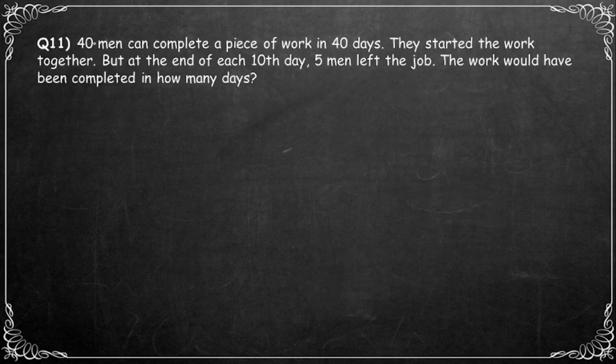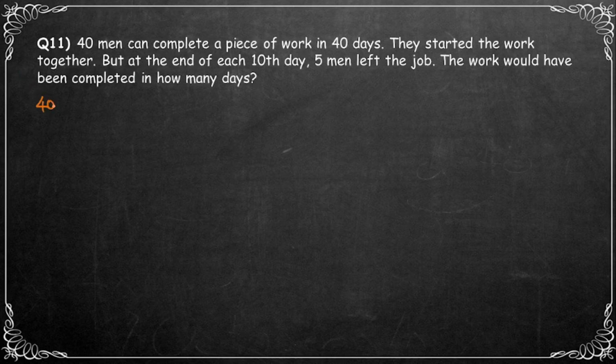Question 11. 40 men can complete a piece of work in 40 days. They started the work together, but at the end of each 10th day, 5 men left the job. The work would have been completed in how many days? There are two ways of solving this question. First, we'll see the harder way through equations. And second, we'll see the easier way which you can use in an aptitude test.